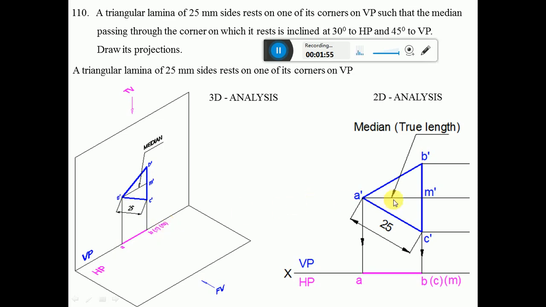So this is the orthographic view wherein you can see that a triangle of 25 mm side is placed on the vertical plane. When you look from the top view, the image will be on HP, and the surface is parallel to VP and perpendicular to HP. So obviously in HP you can see a line here. When you look from the top view, AB is near to the observer, so AB is visible. C dash and M dash are away from the observer, so they will become invisible.